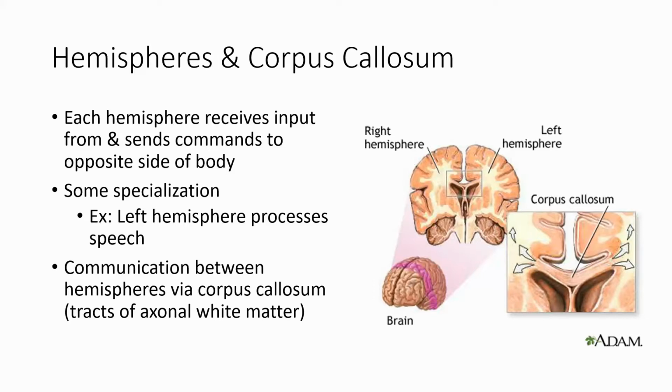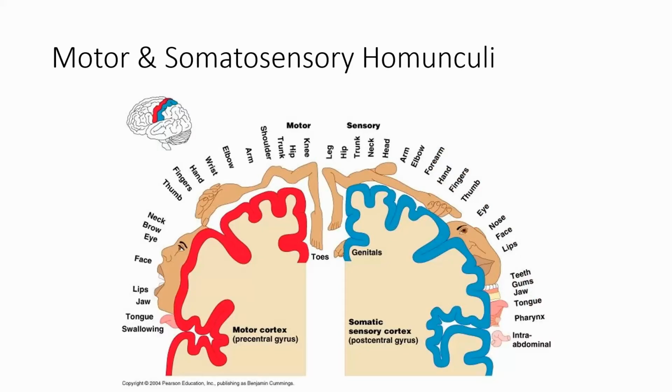There's some specialization. So for example, all of the information you're getting from your ears right now, since it's in the form of speech, is being processed by your left hemisphere. If people have damage to their left hemisphere, they may lose the ability to understand or produce speech. But if they damage their right hemisphere, they may not have that same problem. The two hemispheres have to connect. They're connected by this thick tract of axons that's passing back and forth between the two hemispheres, and it's called the corpus callosum.